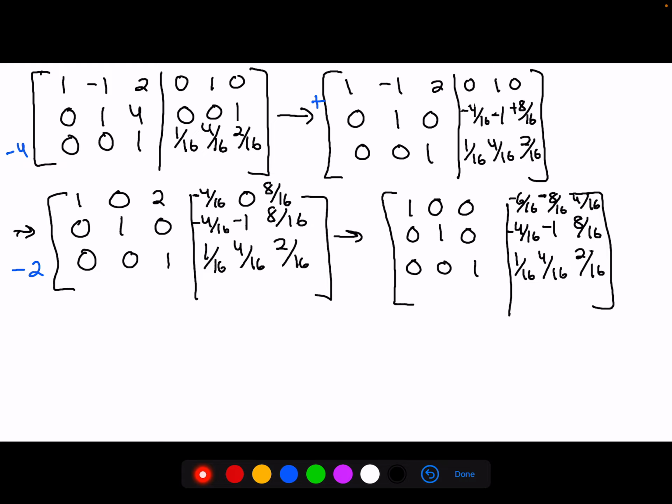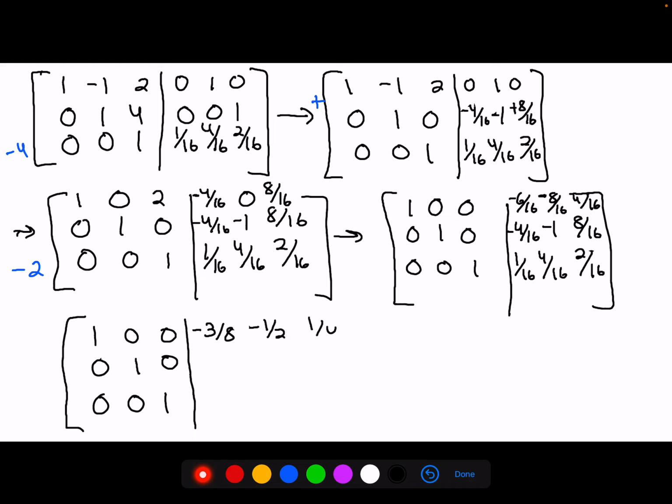All right, and let me rewrite that with everything reduced. It's probably bugging some of y'all. We have -3/8, -1/2, 1/4. We have -1/4, -1, 1/2. Then we have 1/16, 1/4, and 1/8.